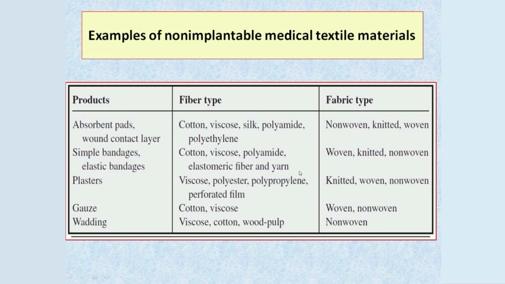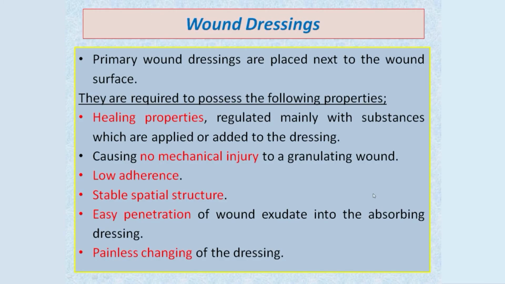And absorbency, of course, is another important parameter when we produce such kinds of products. And as you clearly see from the table, cotton, viscose, mostly cellulosic-based products are used for absorbency applications. And they are required to possess the following properties, basically. For example, healing properties. And they shouldn't cause any mechanical injury, especially in the granulating wound area. Low adherence is another important parameter. Stable spatial structure, easy penetration of wound exudate into the absorbent dressing, and painless changing of the dressings are very crucial, especially during the healing stages.